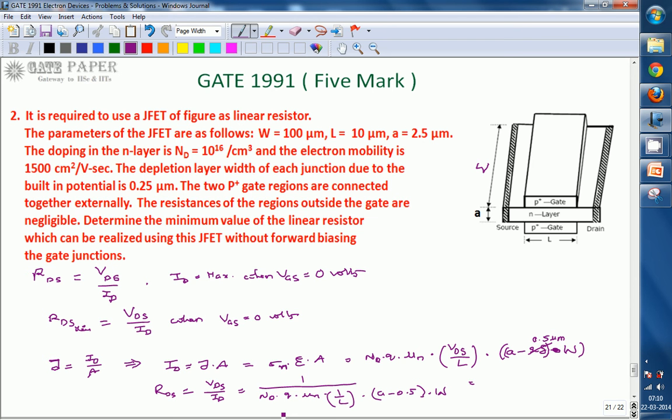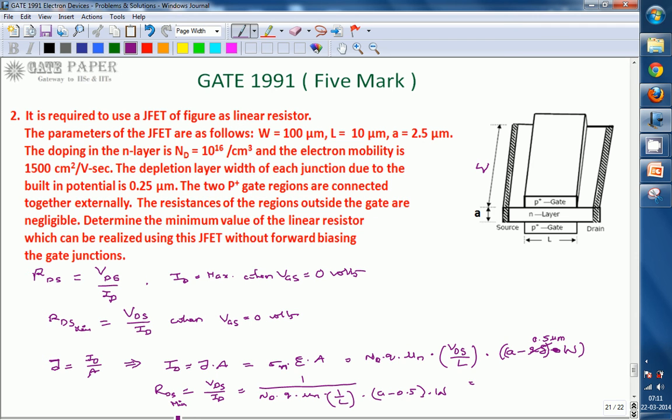The Nd value is given as 10 power 16 per centimeter cube, and Q, the charge of an electron, is 1.6 into 10 power minus 19. Mu n is the mobility, 1500 centimeter square per volt second. L is 10 micrometers, A is 2.5 micrometers, and W is 100 micrometers. Everything is available. What you get is RDS, and since we are using A, this will be treated as RDS minimum.